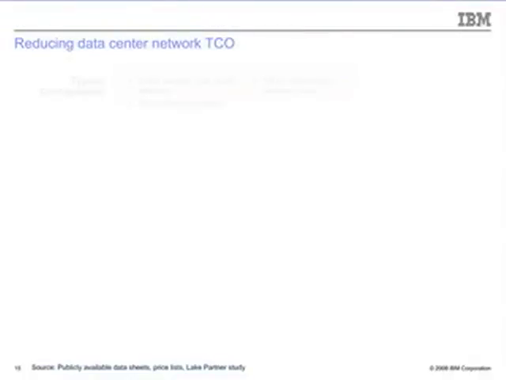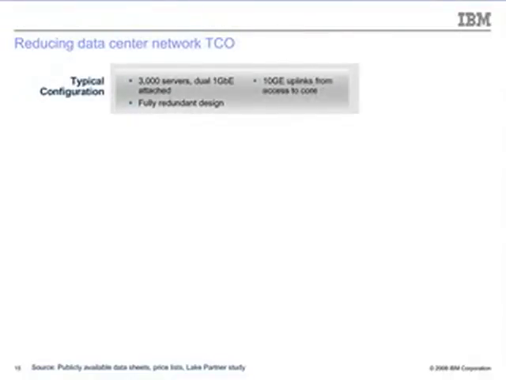So I have 3,000 servers in my data center. Each one is dual connected with 1 gigabit Ethernet. I want a fully redundant design because this data center is really important to my business. And I have 10 gig E uplinks from the access to the core. So what kind of savings would I find with this IBM jtype solution versus a legacy type solution?